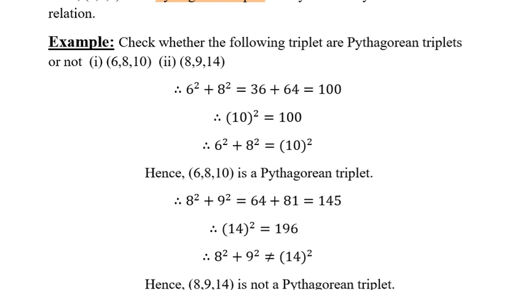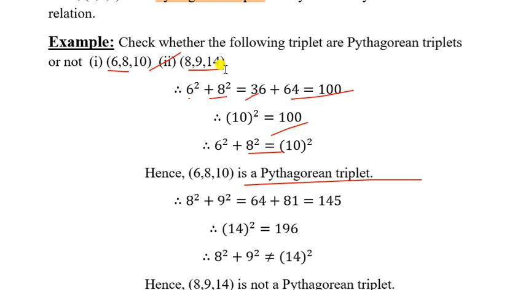So here the smallest numbers are 6 and 8, so we have to find the squares of these two numbers. So 6 square plus 8 square, that means 36 plus 64, that means 100, and here the largest number is 10, so 10 square is 100. So that means 6 square plus 8 square is equal to 10 square, that means they are a Pythagorean triplet.